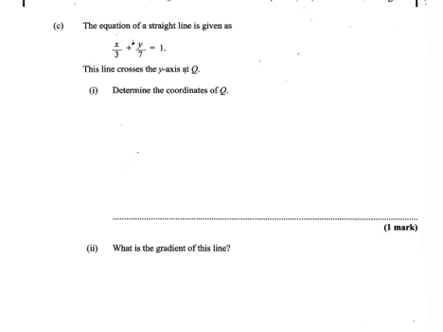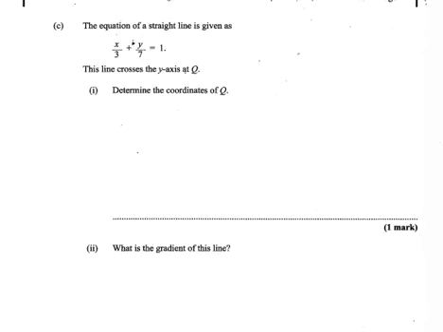So next we're told that, so this looks like coordinate geometry. The equation of a straight line is given as x over 3 plus y over 7 is equal to 1. This line crosses the y-axis at Q. We're to determine the coordinates of Q. So the first thing here is to remember that the y-axis is the line x is equal to 0.